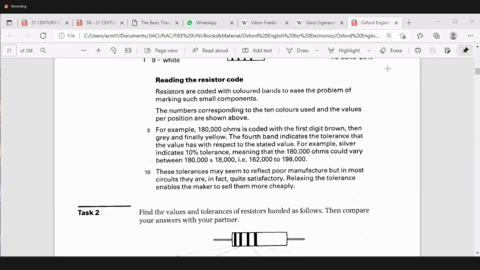more or less. You can say more or less. Okay, more or less 18,000, that is. Or in other words. Okay, I didn't know. Yes, 162,000 to 198,000. Okay, thank you very much.